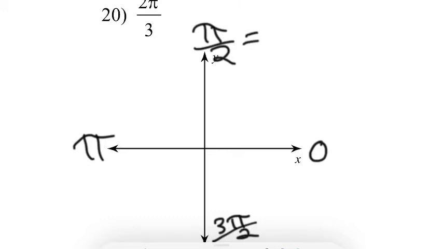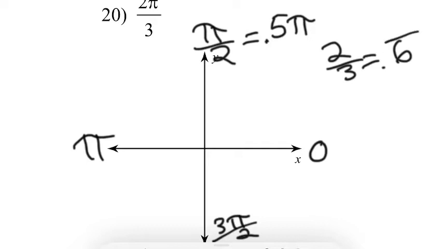If you need to, convert this pi over 2 to 0.5 pi. And then you can also convert that 2 over 3 to 0.6 repeating. So we are past our pi over 2. So this would be our angle for number 20.